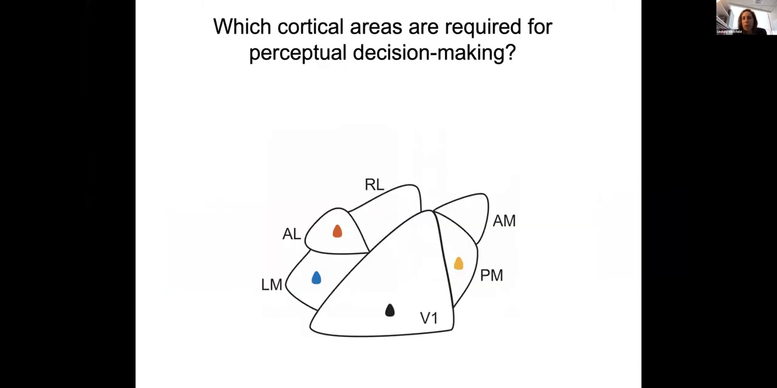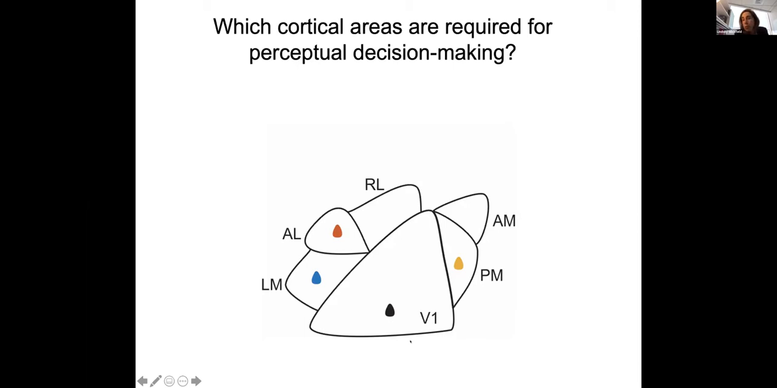This is the question that we're going to address today, in particular to determine whether these four areas, V1, primary visual cortex, lateral medial area, anterolateral area, or posterior medial area, is necessary for the perception of orientation. We chose these areas because these three higher visual areas receive very strong input from primary visual cortex, and they're well characterized and known to strongly represent these orientation signals.